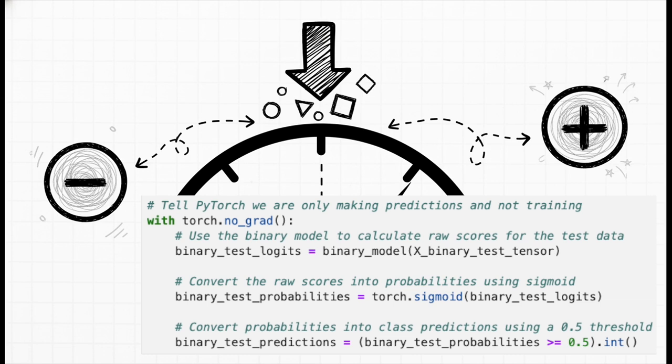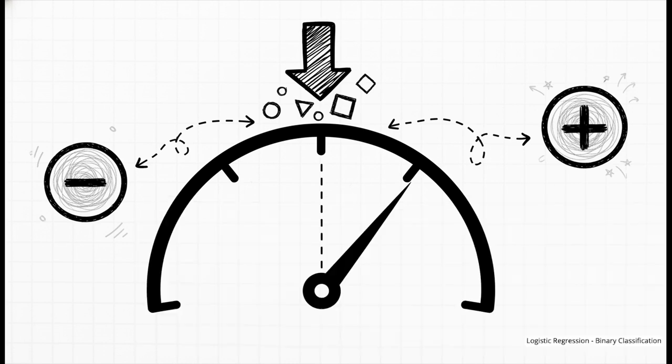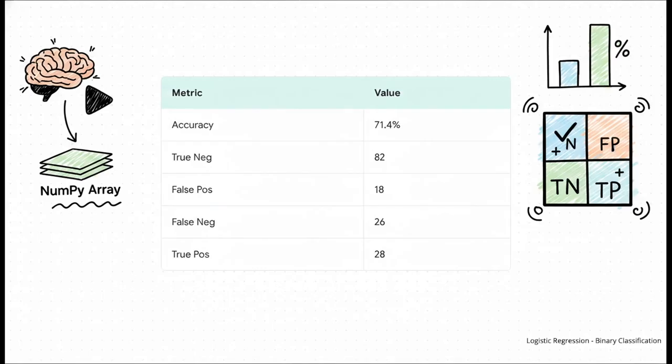Once we have a probability, the rule is super simple. If it's exactly 0.5 or higher, the model predicts diabetes. Below 0.5, no diabetes. To see how we actually did, we flatten our PyTorch prediction tensors into a standard NumPy array and compare them to the true test labels. Overall, our model hit about 71.4% accuracy. Not too bad. Looking at the confusion matrix, it successfully identified 82 true negatives and 28 true positives, though it did slip up with 18 false positives and 26 false negatives.